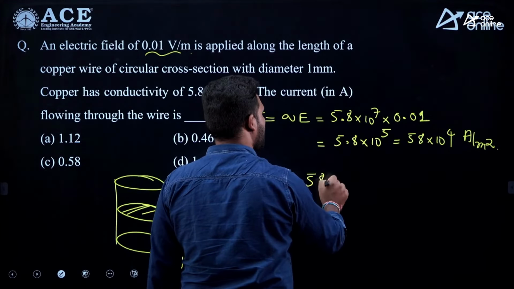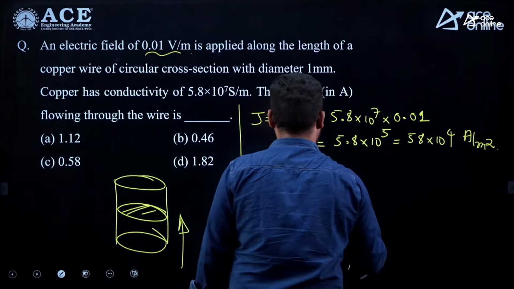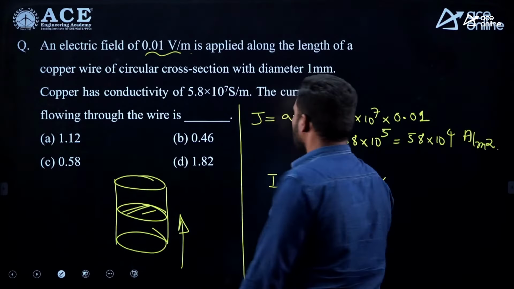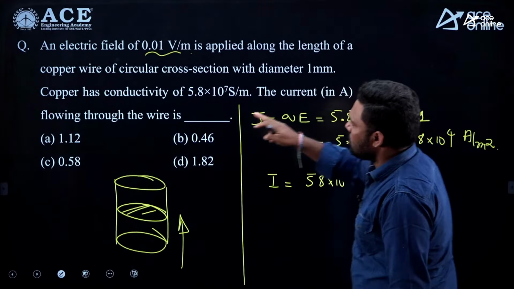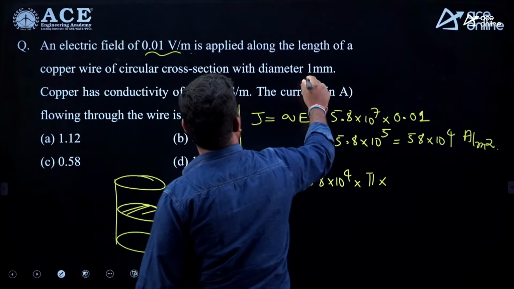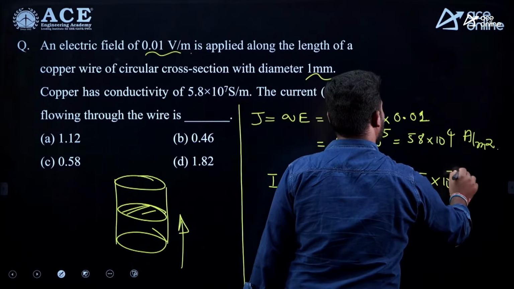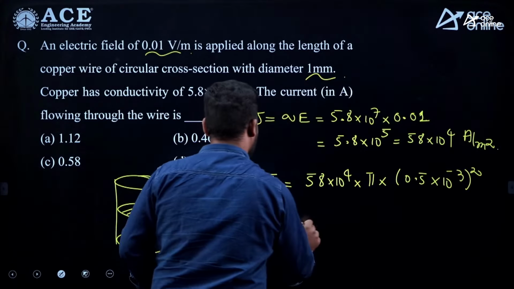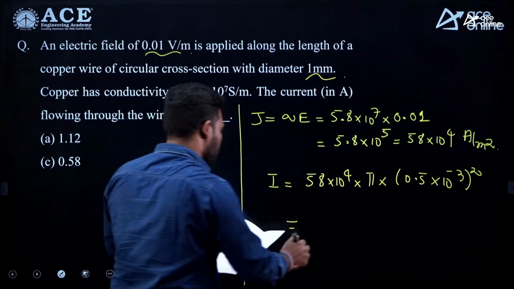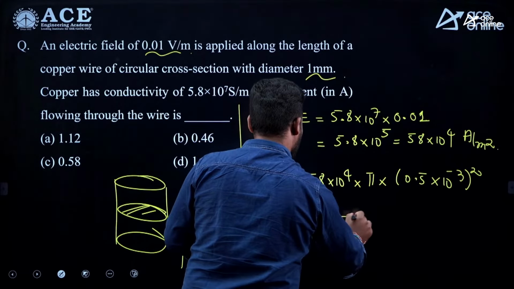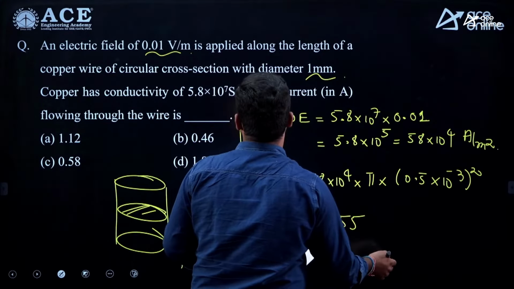So 58 into 10 to the power of 4 into pi r square. Diameter is given, so you can check where the diameter is given. So it is 0.5 into 10 to the power of minus 3 whole square. My calculator is showing its value as 0.4555. So approximately 0.5 amperes.